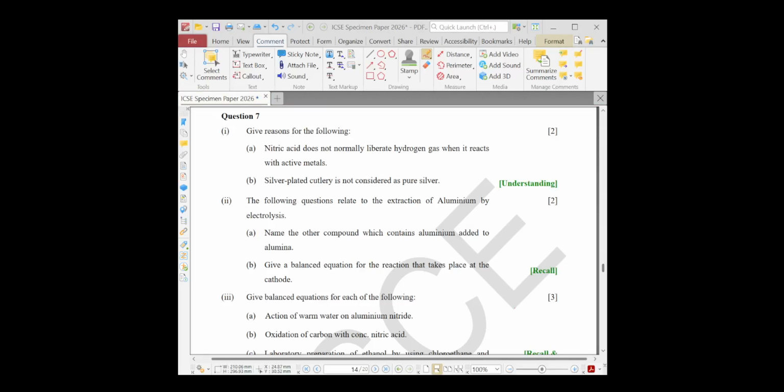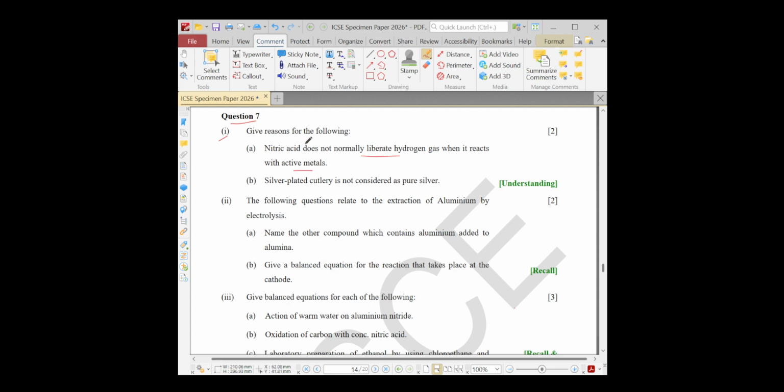So let us solve question number 7 of ICSE Specimen Paper 2026. Again, this also has 4 parts. First part, give reasons for the following. Nitric acid does not normally liberate hydrogen when it reacts with an active metal.